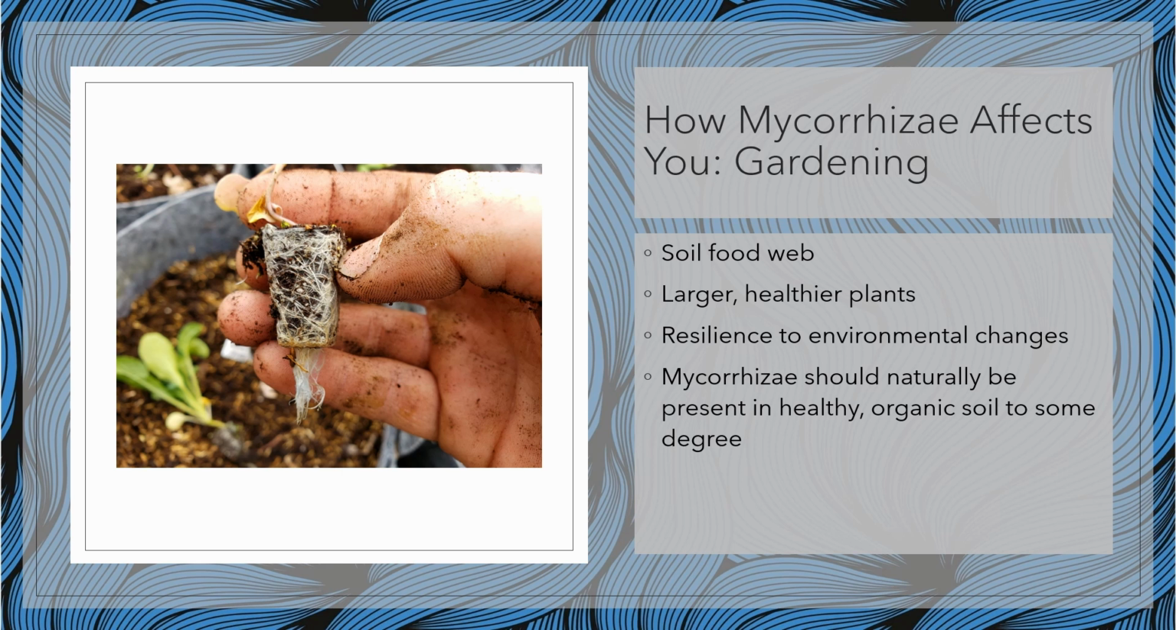It also lessens the risk of transplant shock. So when you're moving your starts or your small trees into your bigger plots or into your garden bed, the likelihood of that plant dying decreases if that plant was inoculated with this type of fungi. You can help to bolster this type of mycorrhizae in your garden bed by amending your soil with compost, adding mulch, planting cover crops, and using no-till methods.